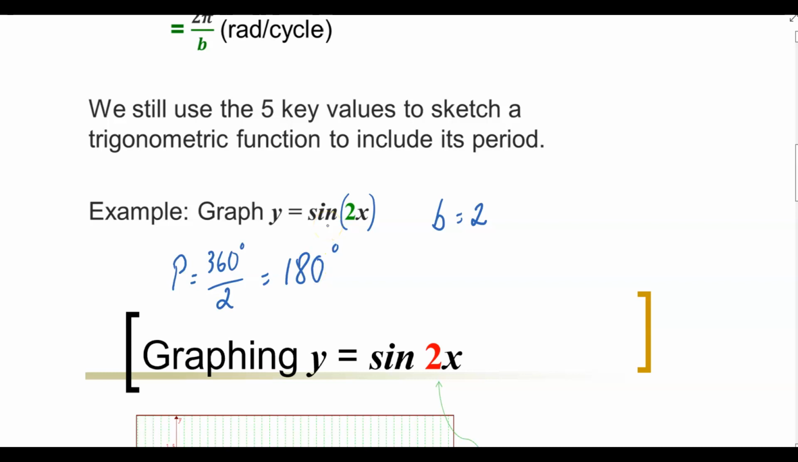Now what does that mean? The period is the length of time for one wavelength. So we will see one full wavelength within 180 degrees. That means in my 180 degrees, I need to see all my 5 key points, right?